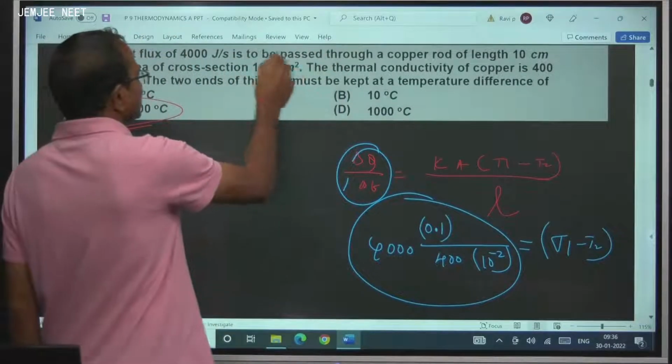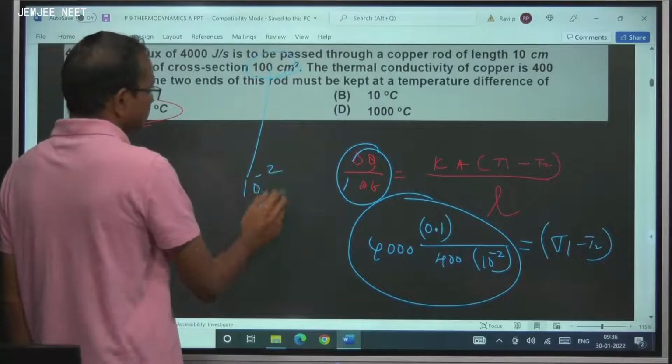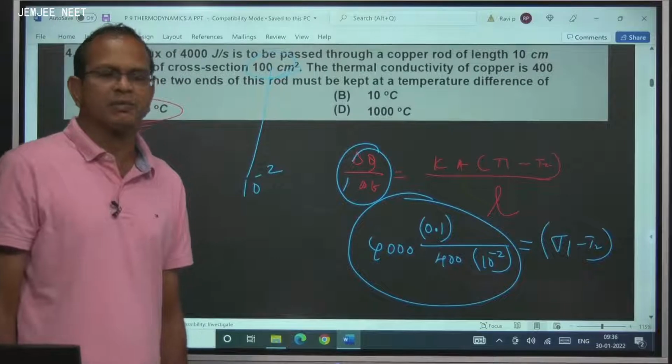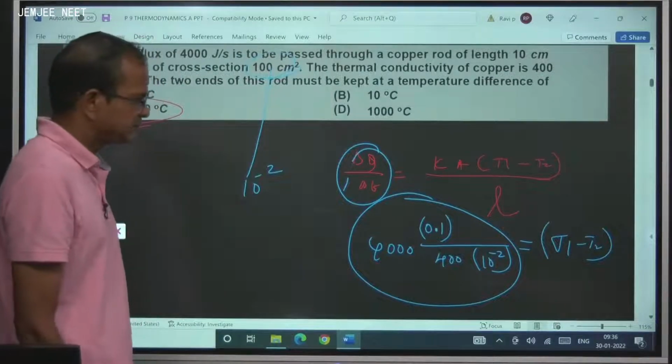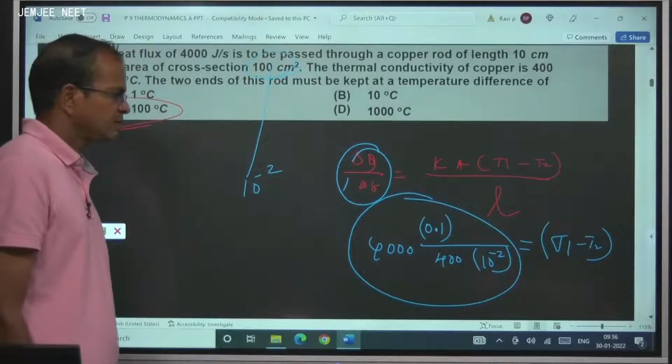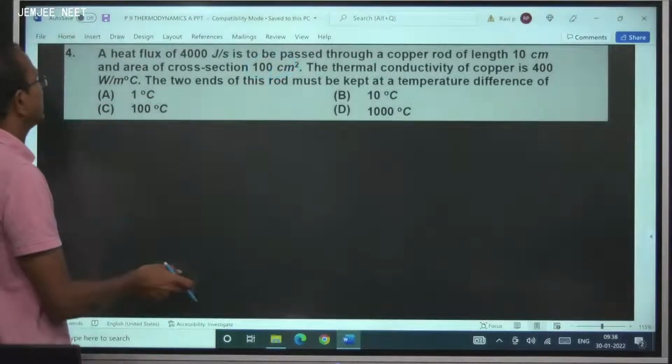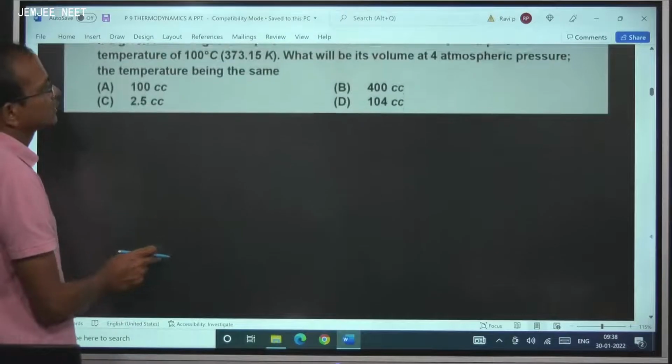This is 10 power minus 2. 100 into 10 power minus 4 centimeter square, therefore it is 10 power minus 2. Come on, how much is the answer, Kanna? 100. Good. It's a direct question, very direct question. Okay, question number 4 over. Go to question number 5.